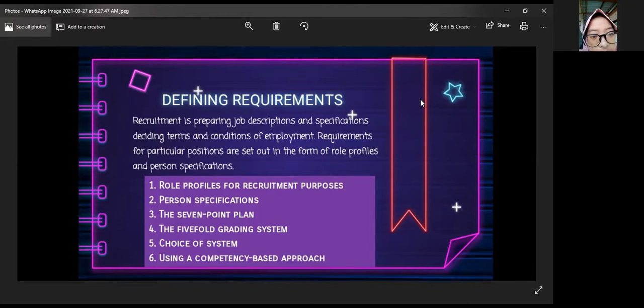It provides a list of competencies, skills, educational, and experience requirements. So in the requirements, the company must pay attention to these six points. The first point is the role profile for recruitment purposes, and the second is person specifications. The third is the seven-point plan, and the fourth is the five-fold grading system. The fifth is the choice of system, and the last is using a competency-based approach. Next slide, please.